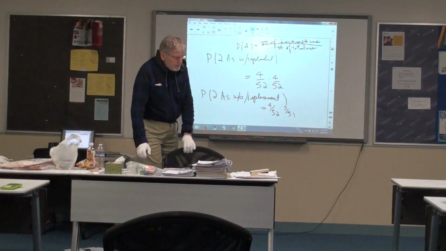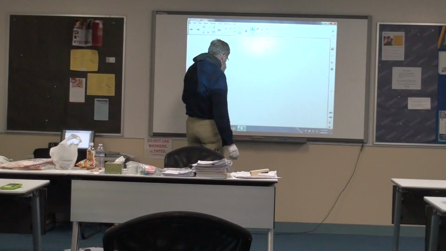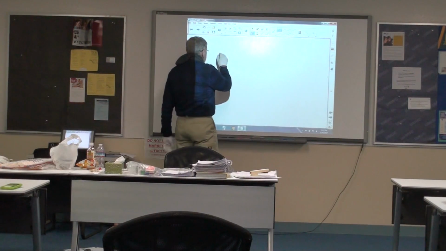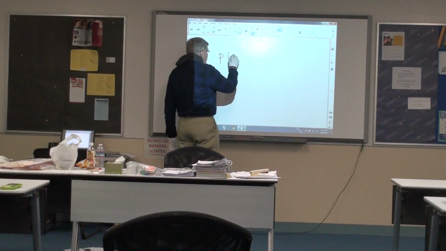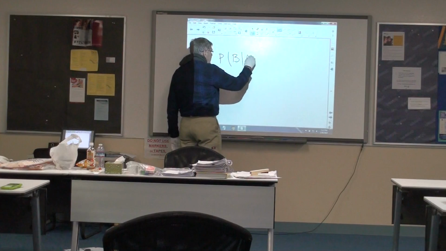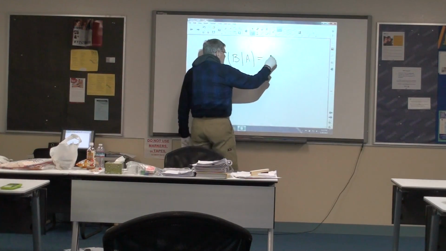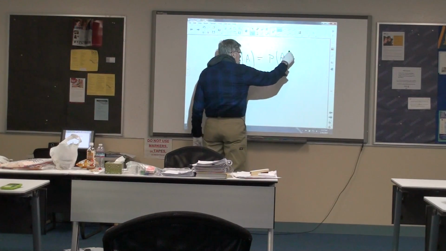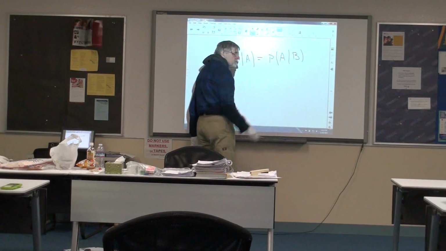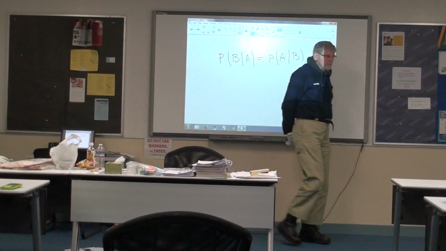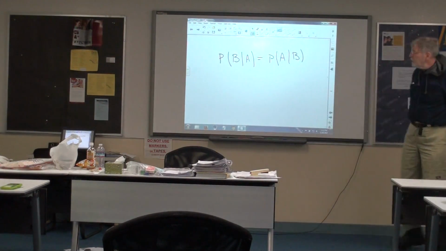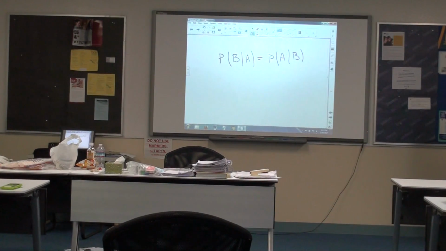Now, the first thing I want to test you on is the following. Is the probability of B, given that A happened, equal to the probability of A, given that B happened? Reversible. Is the probability of B, given that A happened, equal to the probability of A, given that B happened? Yes. How many vote yes? How many vote no?